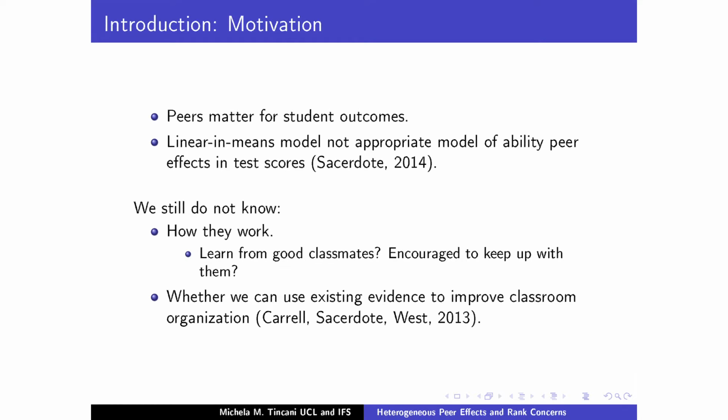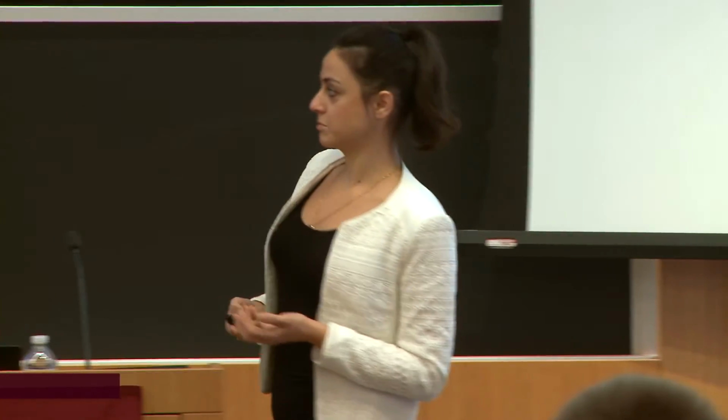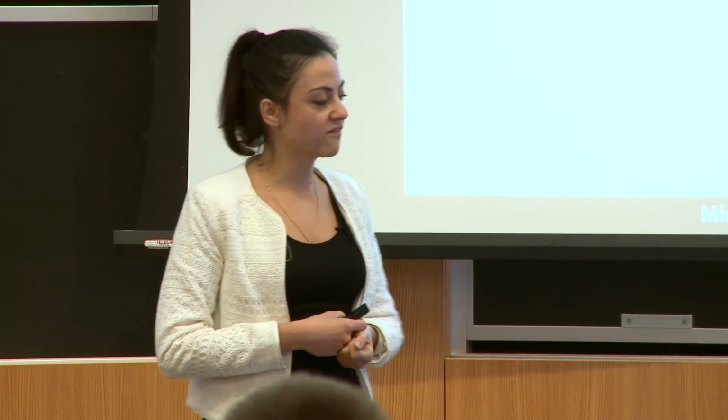That's actually a point that was made in an important paper in the peer effect literature that was published in Econometrica, by Carrell, Sacerdote and West. It casts doubt on whether we can use existing evidence, which is mainly reduced form ability peer effect evidence, to improve classroom organization. So the contribution of my paper is trying to open up a little bit this box and trying to understand what's generating peer effects.